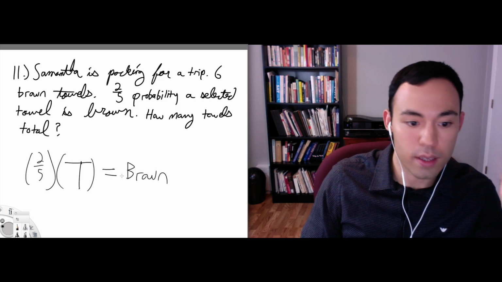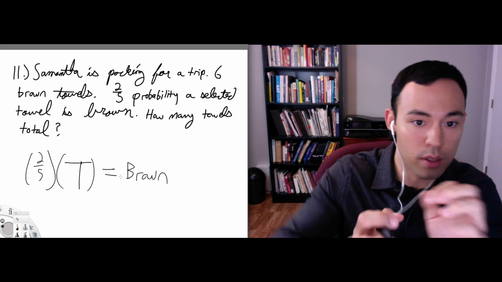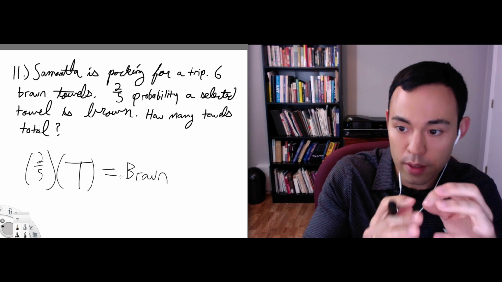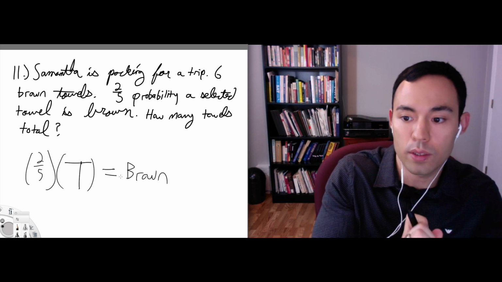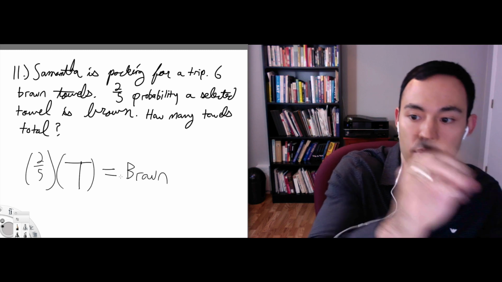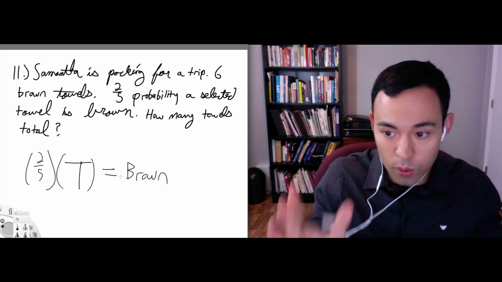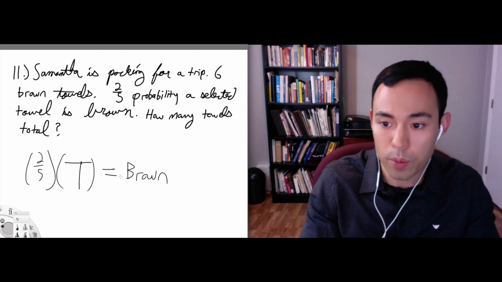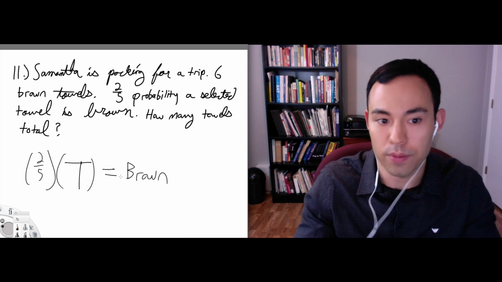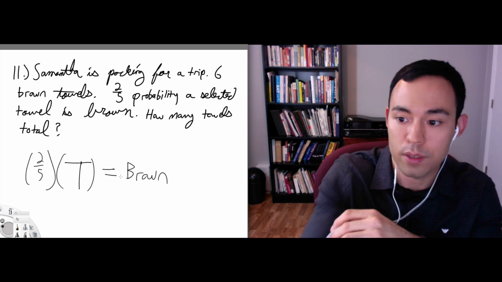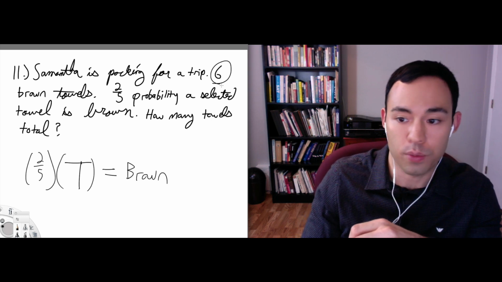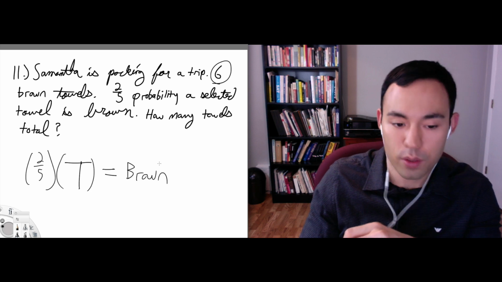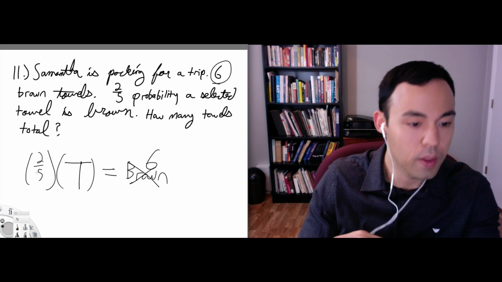That literally means that as you go and randomly select one towel, if the chance is 2 out of 5 that it's brown, then out of the complete total number of towels in there, 2/5 are brown. That's what this is interpreting mathematically. They already told us how many towels are brown, and that's 6. So 2/5 of the total is equal to 6.